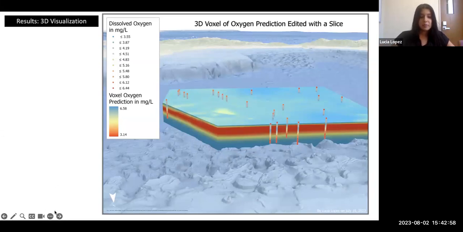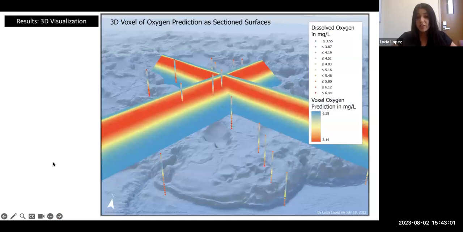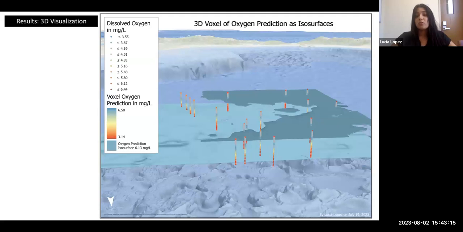Or you can look at section surfaces. These are two-sided horizontal or vertical sections of the data. And this is really useful if you're trying to look at the vertical water column and inspect something. And then you can also look at isosurfaces, which show two different depths that are displaying the same measured values. So you have the top one around 6.13 and the bottom depth around 6.13 milligrams per liter.